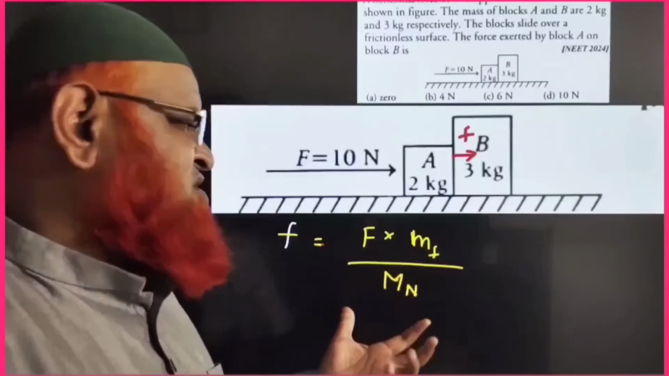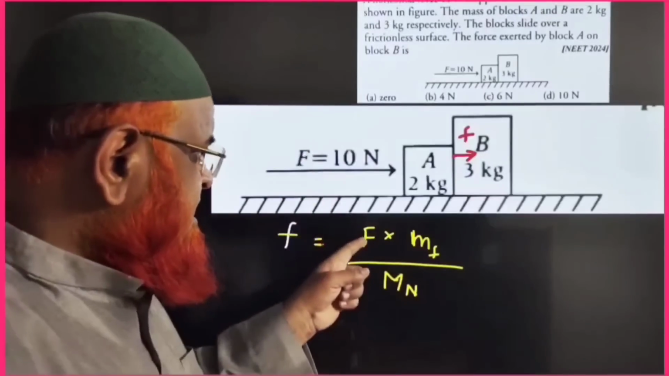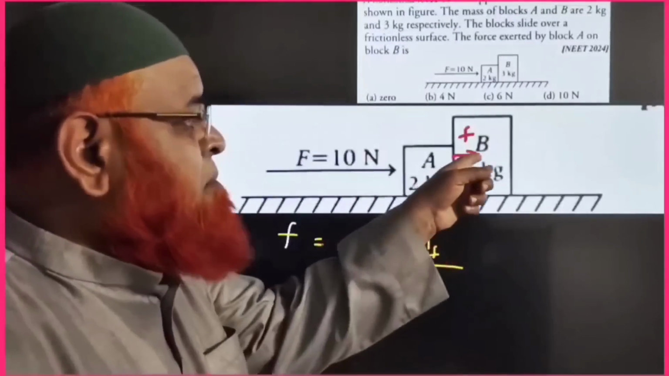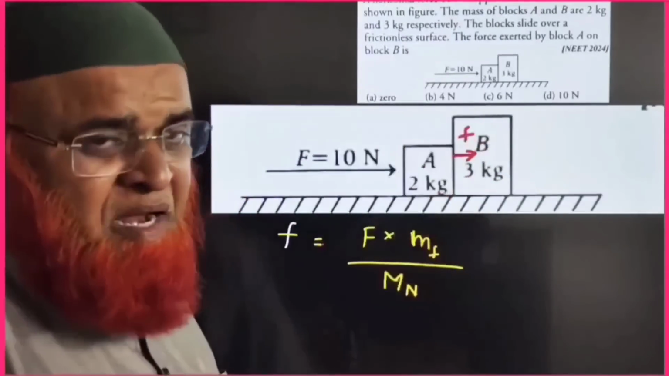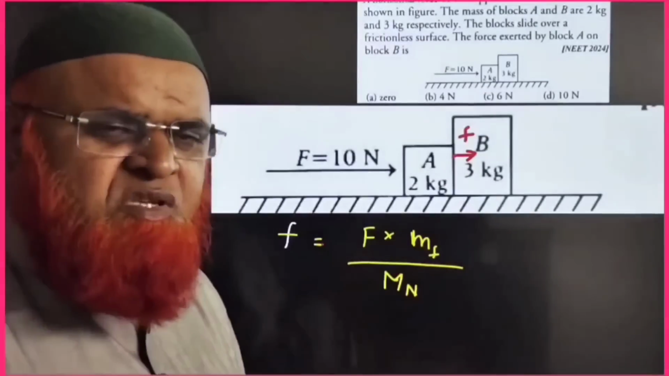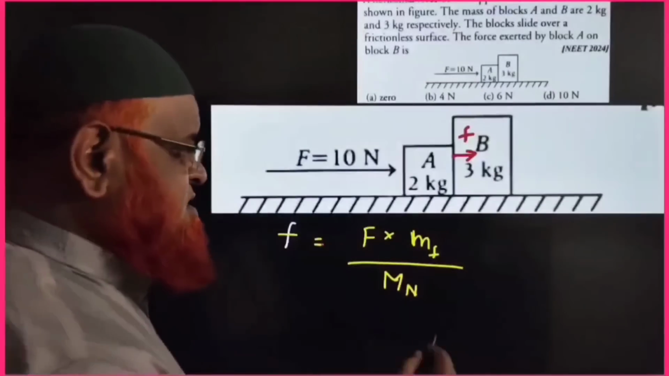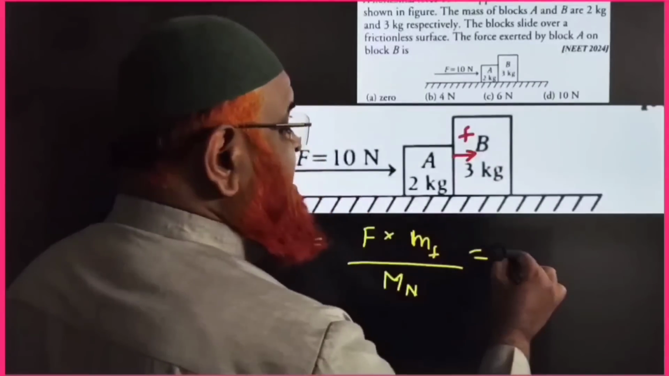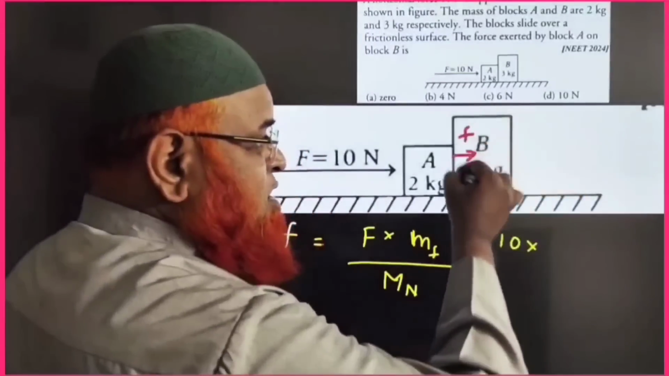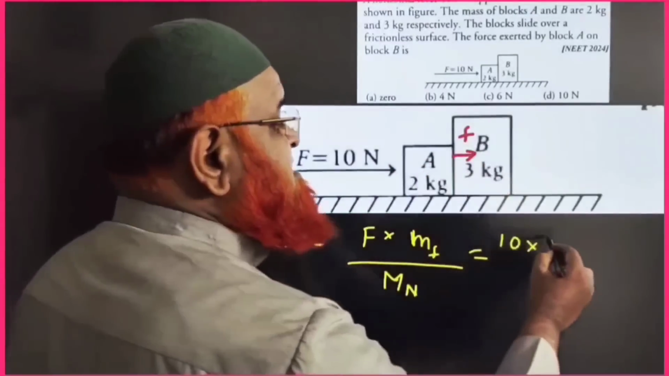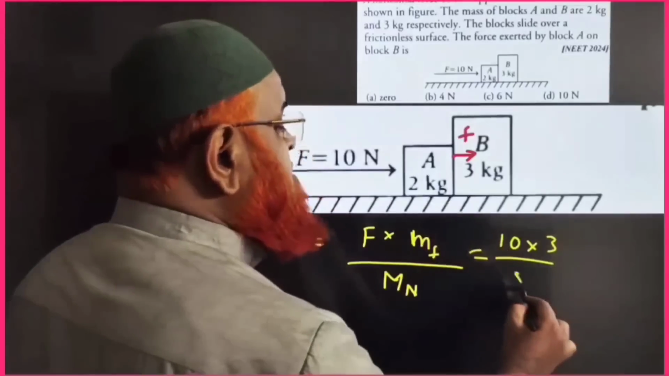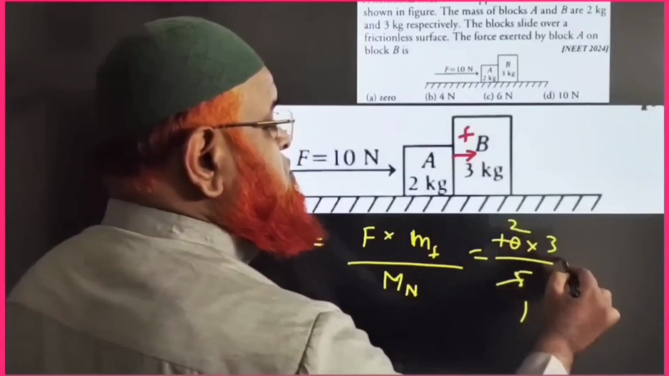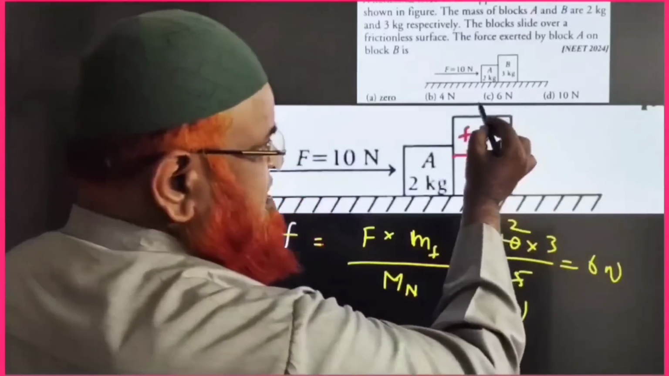For that I have got a shortcut method. See, the force F into the mass on which the contact force is applied, divided by the net mass. With this simple formula, within a fraction of seconds you will get the answer. The force you can apply here is 10, the mass on which the contact force between the two bodies is applied is 3, divided by net mass, which is 5. So 5 ones, 5 twos, 2 times 3, 6 newtons. E is going to be your answer.